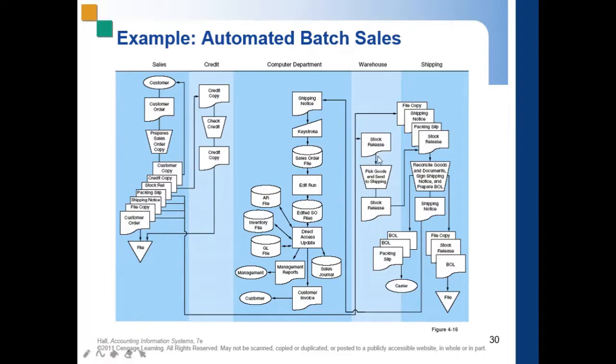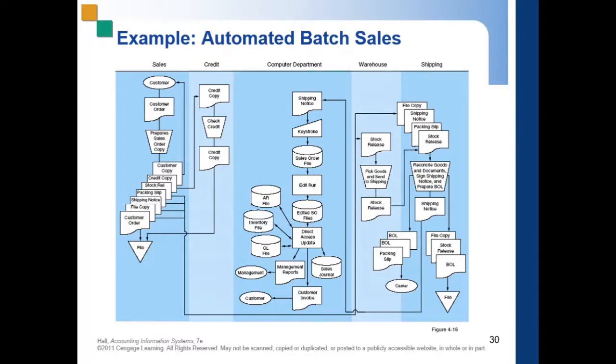Now, where it differs is in your recording function, right? Here it is the shipping notice, right? That is what triggers your recording, your billing. Now, what happens is that instead of going to billing, it goes to the computer department. The computer department is where the automated process of batch sales, or sales order processing, starts.